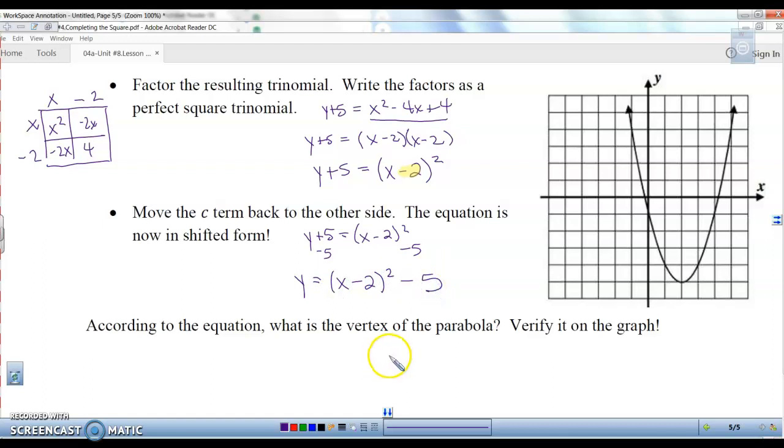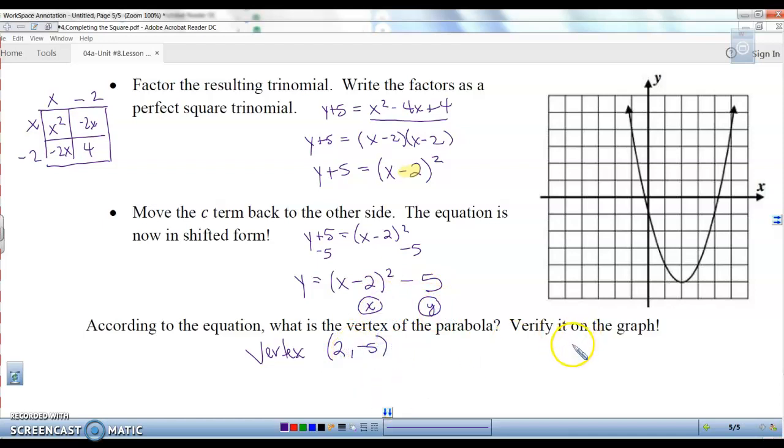So what is the vertex of your parabola? Well, according to this equation, this is your x value without the opposite sign, so it's going to be 2. This is your y value. So this is your x, this is your y of the vertex. So this is going to be 2, negative 5.